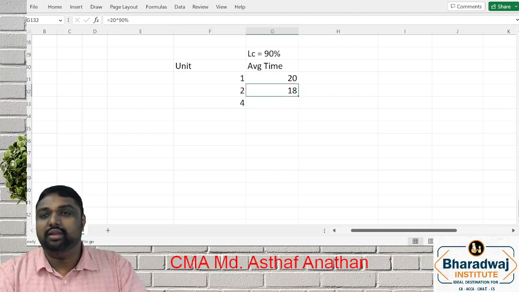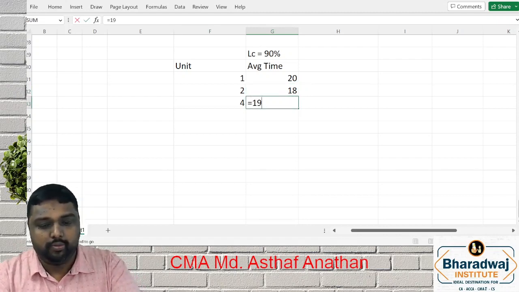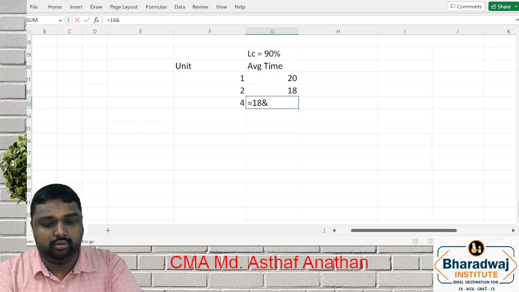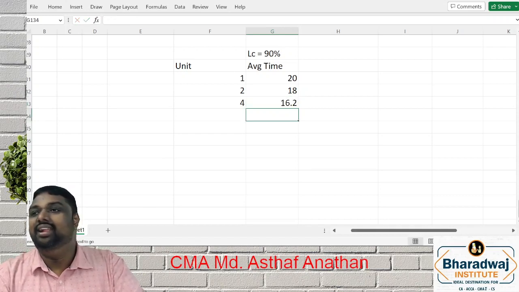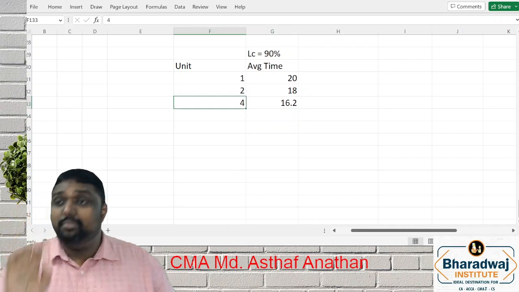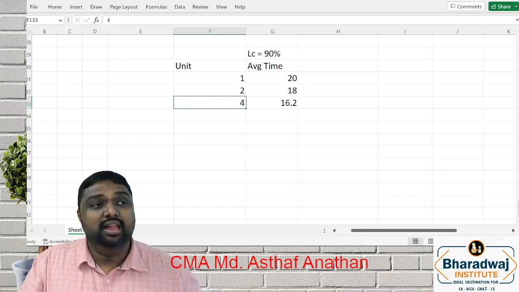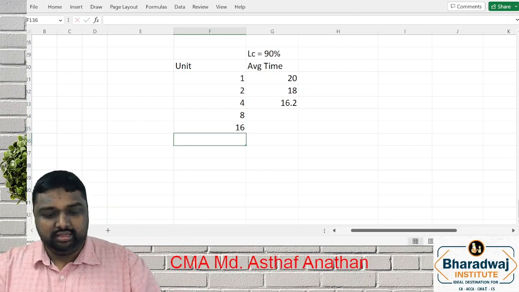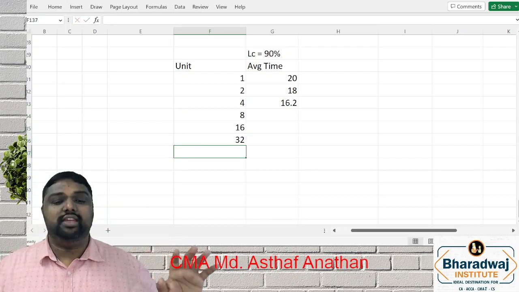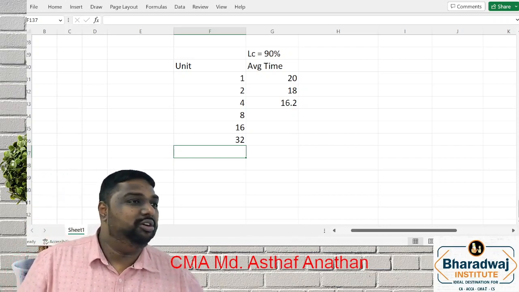So 4. What is it? Here 18, so again 18 into 90%. What will you get? 16. Now right now you have completed 4 units. If you want to work out again the number of units, what is the next number? Same, 4 plus 4 it will become 8. Next will come 16, 32. So that means you won't get the number for 20 or 12. Some numbers you will not get.